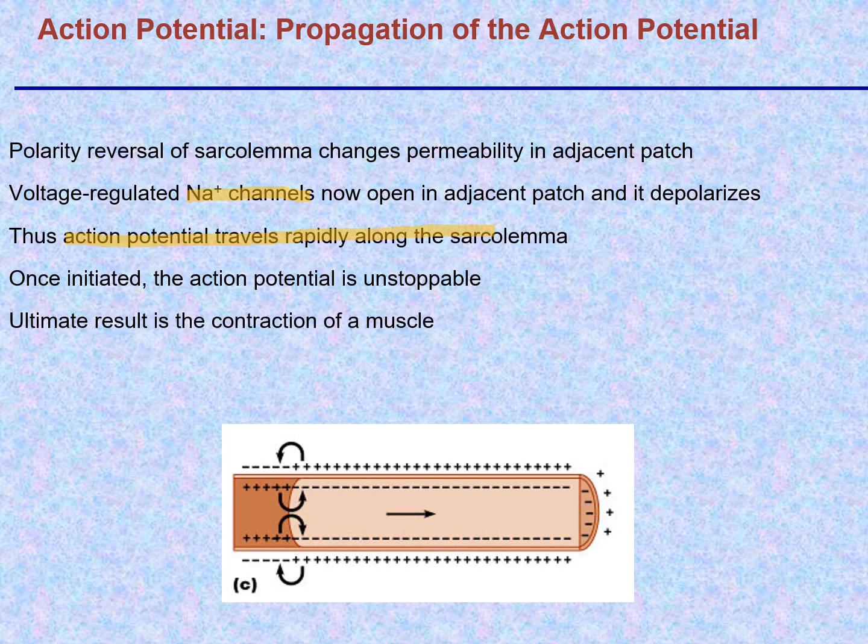You know, this whole process of each adjacent area becoming more positive with sodium channels opening, then it travels right along the length of the sarcolemma, moving away from the neuromuscular junction, the motor end plate. The action potential at this point is not stoppable. It's all or none always, and it will result in the contraction of the muscle.